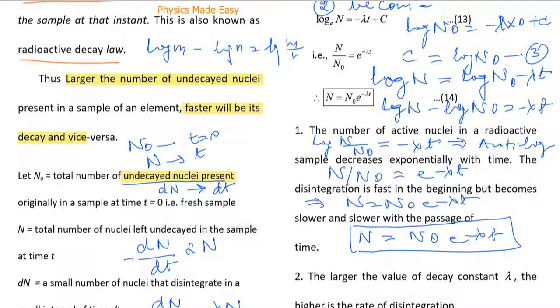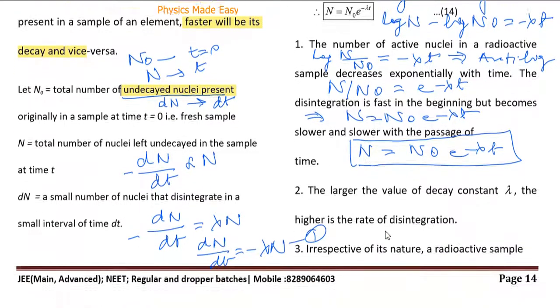And now, what does this mean? The number of undecayed atoms at time t is equal to N naught into e raised to power minus lambda t. Lambda is a constant, we call it the disintegration constant. The number of active nuclei in a radioactive sample decreases exponentially with time. The disintegration is faster at the beginning and slows down, because at the beginning the number of undecayed nuclei is large in comparison to the number when the process is near ending.